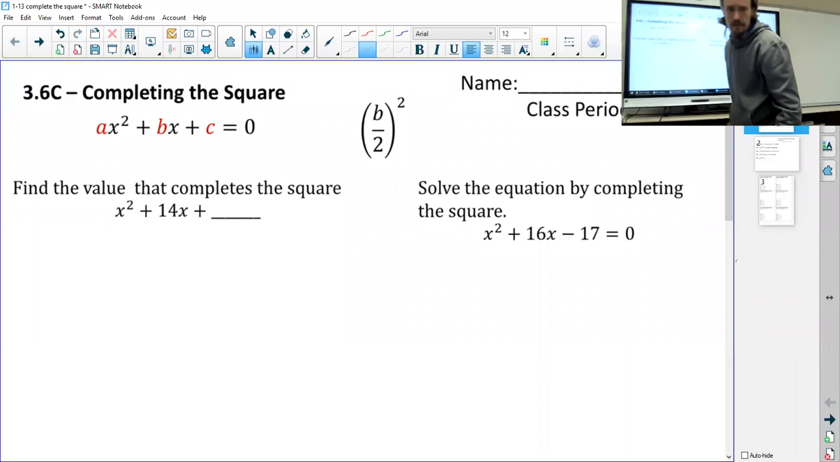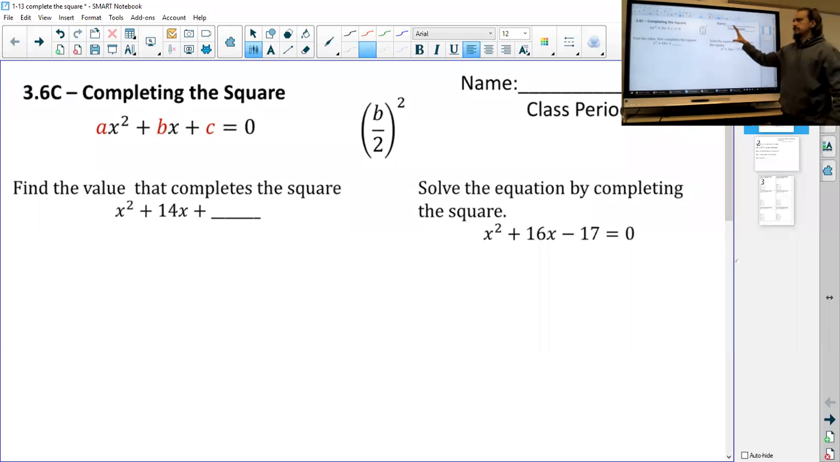Gotta hurry, so I'm running out of time. All right, leading the square. This is a fun one.